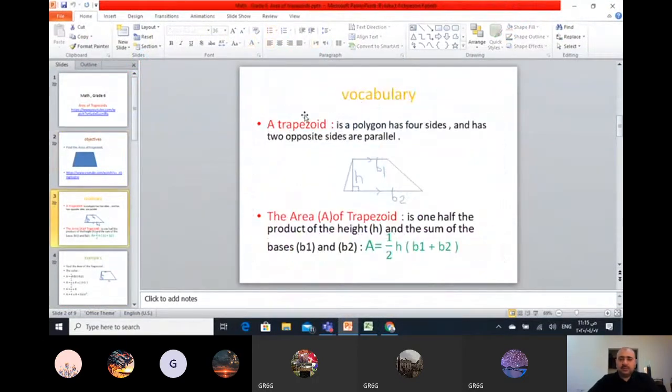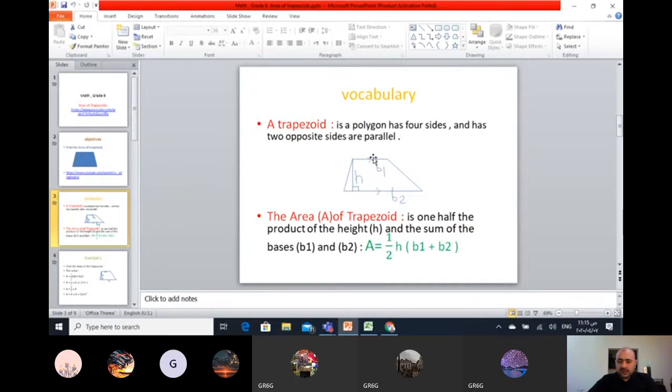Right. What's the meaning of trapezoid? Trapezoid is a polygon, has 4 sides and has 2 opposite sides are parallel. See this figure? This is trapezoid. As you see here, we have 4 sides. This is 1, 2, 3, 4. So trapezoid is a quadrilateral because it has 4 sides.